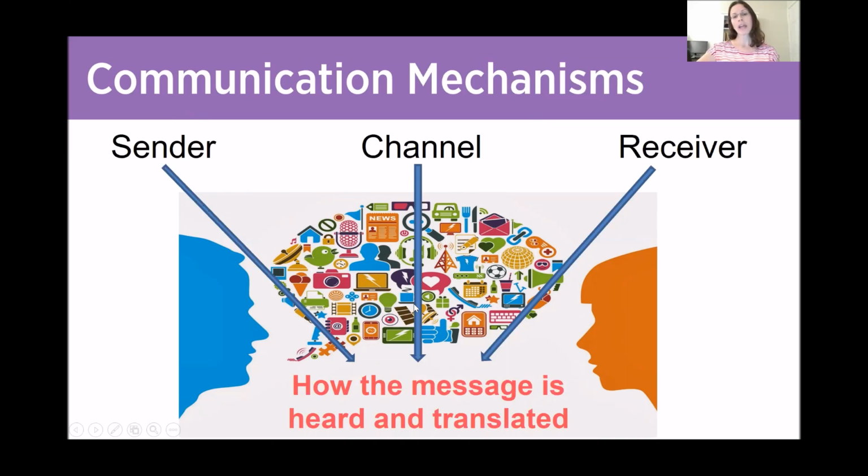So these three aspects of communication really can impact heavily on the message and how the message is heard and translated. So it is important to recognise that the message we think we're sending is not necessarily the message that is received.